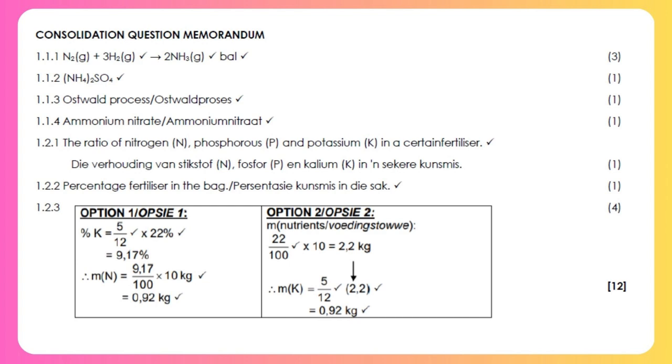Consolidation. Question memorandum. 1.1.1 N2(g) + 3H2(g) ⇌ 2NH3(g). 1.1.2 (NH4)2SO4. 1.1.3 Ostwald process. 1.1.4 Ammonium nitrate. 1.2.1 The ratio of nitrogen N, phosphorus P and potassium K in a certain fertilizer. 1.2.2 The percentage fertilizer in the bag.